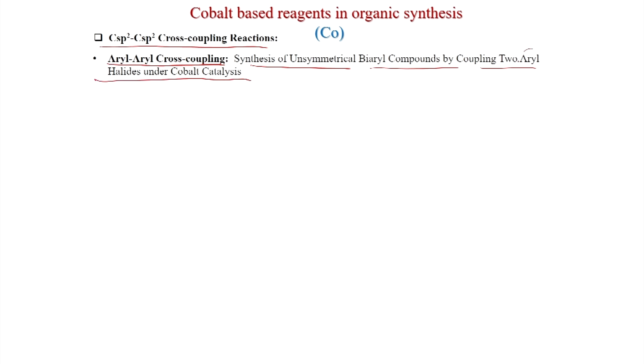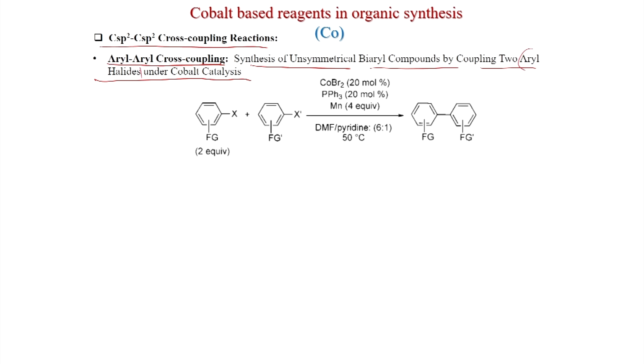So, two aryl halides can be coupled to give a biaryl compound. So, this is 2 equivalent ArX, this is another functional group containing aryl halide, with CoBr2 20 mole percent, diphenylphosphine 20 mole percent, manganese 4 equivalent, similar solvent DMF pyridine 6:1, 50 degree centigrade, you get this. So, the cross coupled product, here this carbon carbon bond is formed.